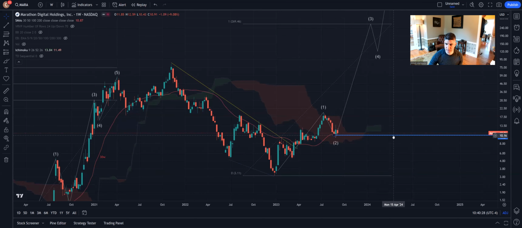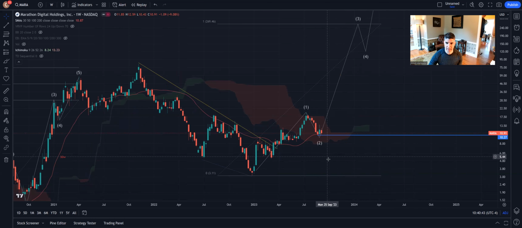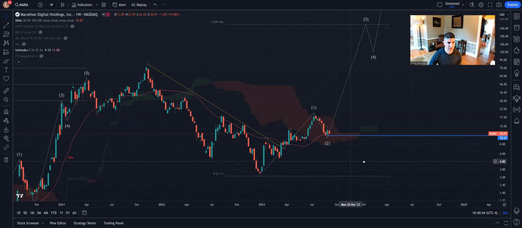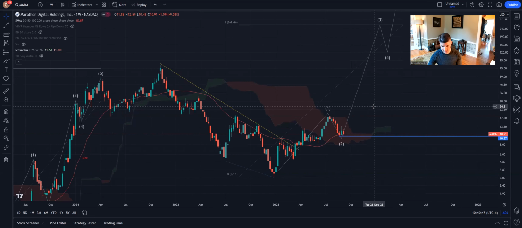Now, if we get a weekly close below 10.16, that would kind of invalidate my thesis that the 2-wave corrective wave is in, and I'd have to reevaluate that. So until we get to that point, this is still my primary count in the way that I'm looking at the miners at the moment.